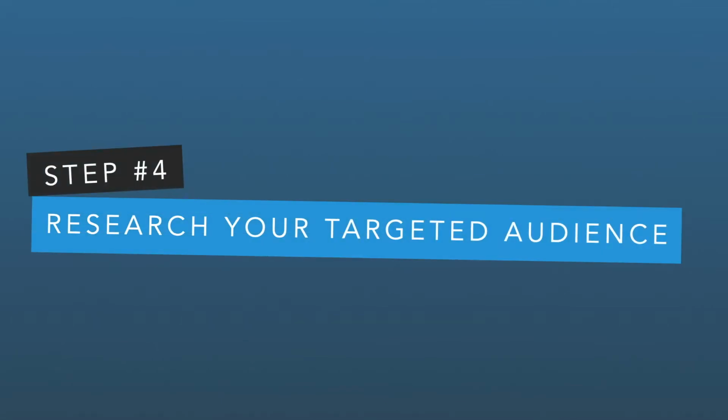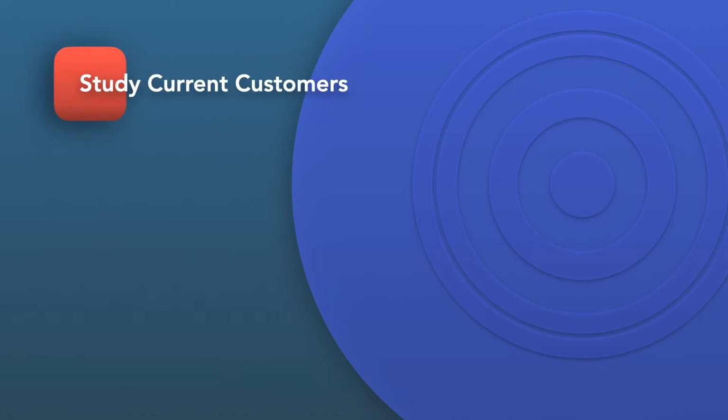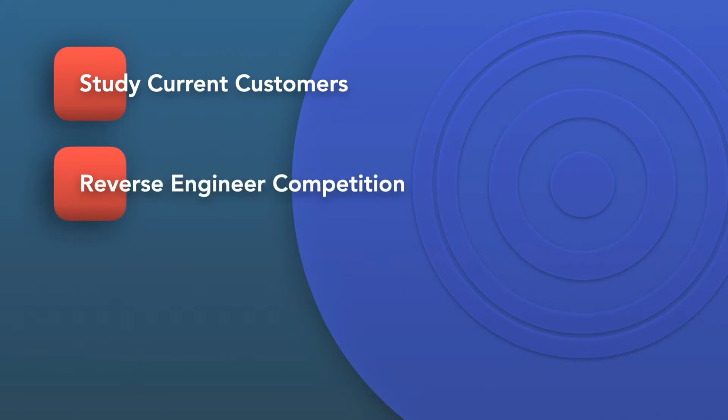Step number 4. Research your targeted audience. There are a few ways to identify your target audience. First, whenever possible, examine your existing customer base and identify what they have in common that makes them use your existing app. Second, check out your competition and see how they tailor the messaging to the audience you're targeting also.